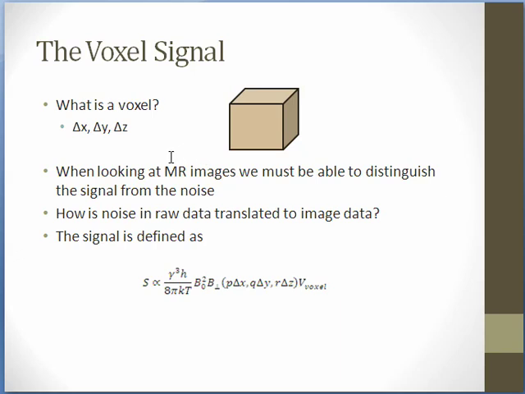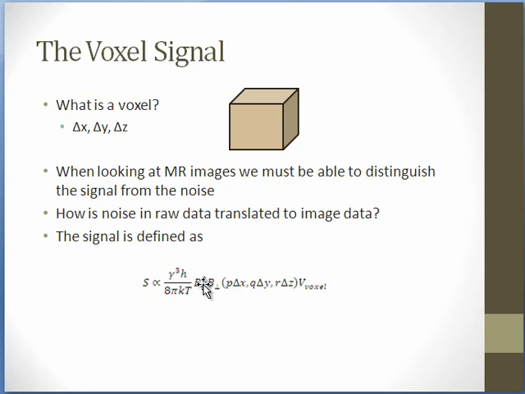So obviously when you're looking at an MR image, you have to be able to tell between the signal and the noise. Otherwise, you just have a noisy image and you're not going to be able to make heads or tails from different tissue types. Therefore, it is important to know how the raw data gets translated to the image data.